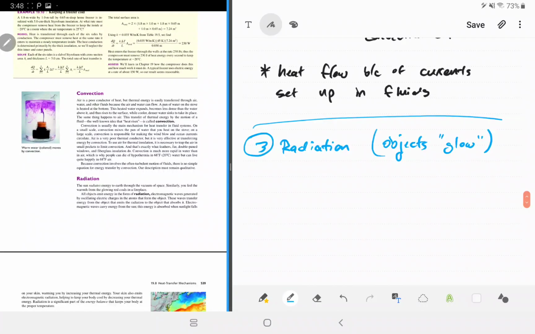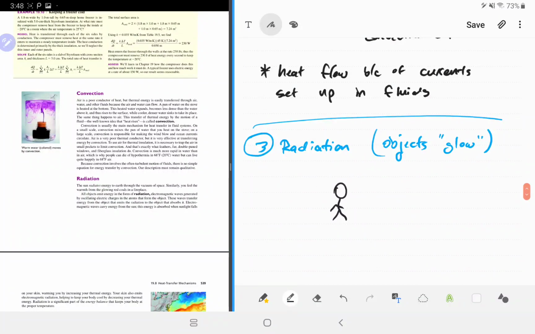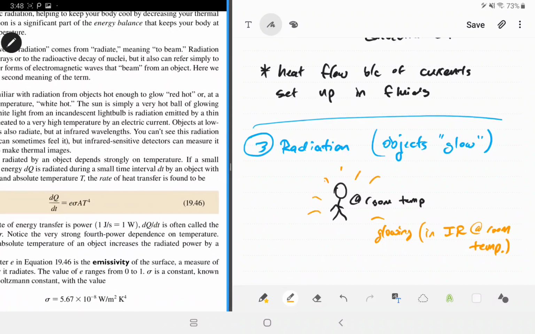Human beings are glowing at room temperature. So you just have a person right here. So just at room temperature, this person is glowing. Now they're glowing in the infrared, it's part of the spectrum. This person is glowing. Whether they're happy or sad, they're glowing. They're glowing in the infrared part of the E&M spectrum. So infrared at room temperature. Right? They're not burning red hot. Right? And actually, this dependence on temperature is very, very, very strong.